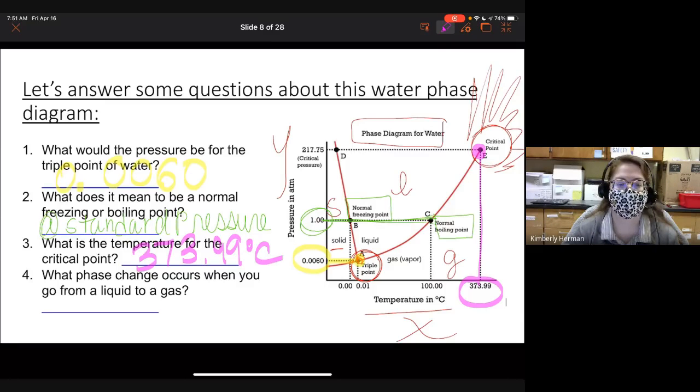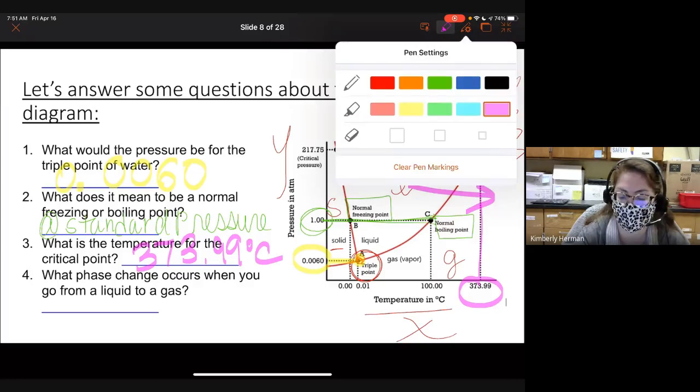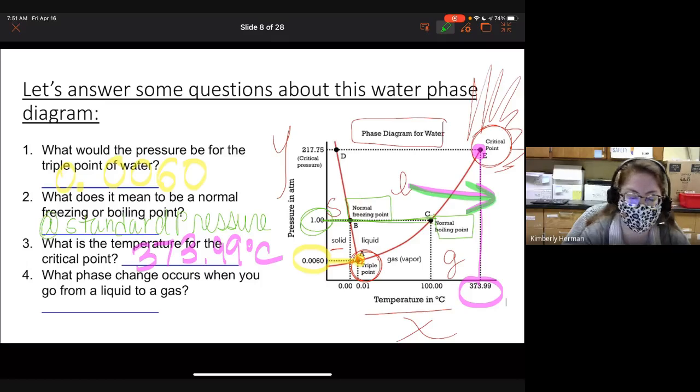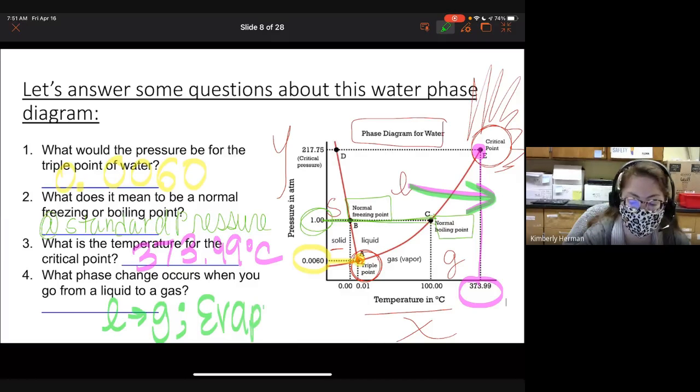Okay, our last one. What phase change occurs when you go from liquid to gas? So we're crossing this line right here. Let me change my color. We're going from our L to our G. You might not need your graph there, but we wouldn't say it's boiling. We could say that it's vaporizing or evaporation would be occurring.